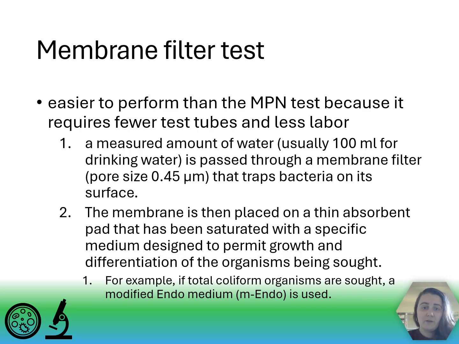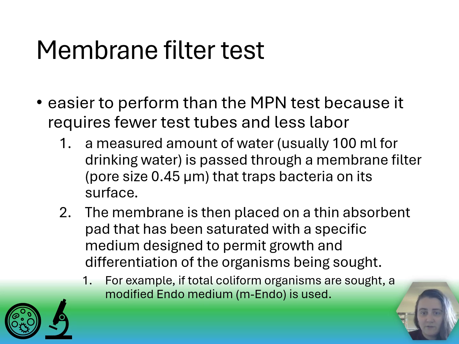I want to make sure that we talk about the membrane filter test because we talked about membrane filters when we talked about water sampling, and it's easier to perform because there's fewer test tubes and less labor than MPN. So normally we'll measure about 100 milliliters of drinking water through a membrane filter with a pore size of 0.45 microns and trap the bacteria on the membrane surface. And then the membrane gets placed on that agar to permit growth. Now, if we're specifically trying to get to total coliform growth, we want to make sure that we use something like an endo broth media specifically.